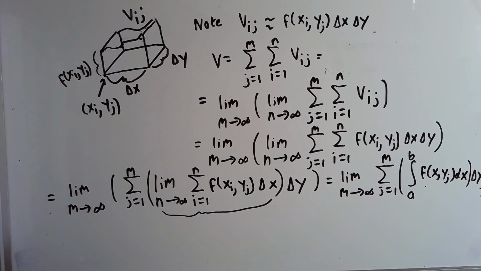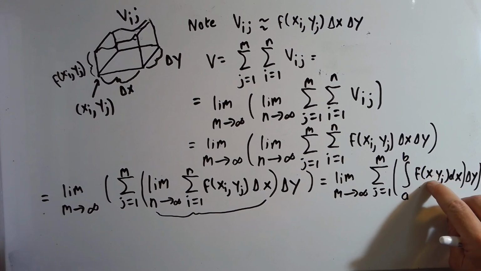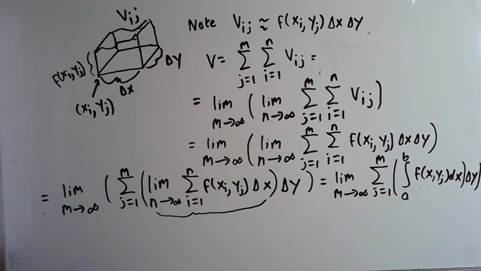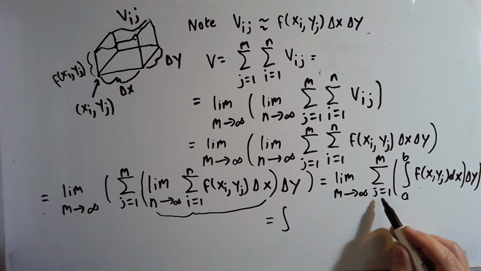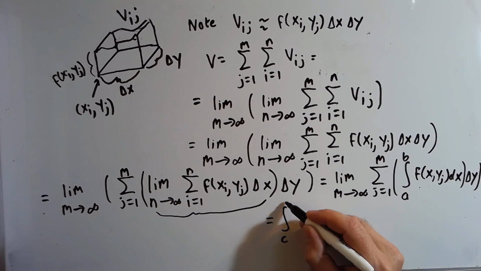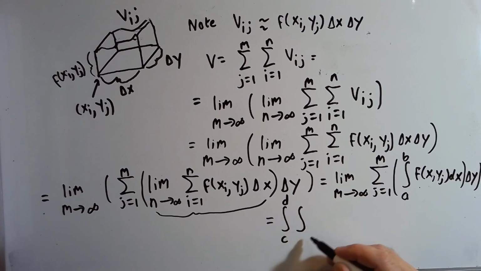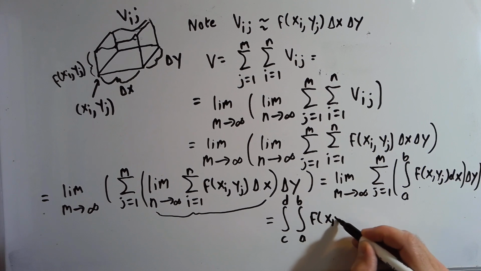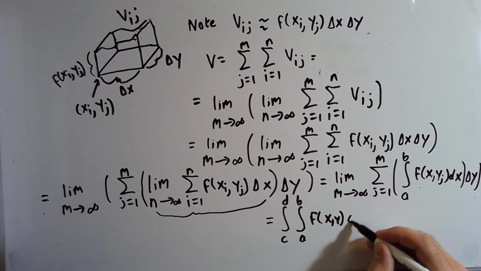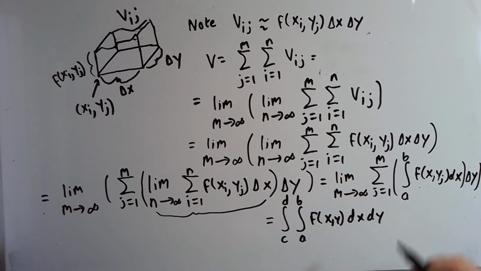Okay, let's keep going. So then this is also a Riemann sum here. So our final answer will be an integral. This is on the y, and the y went from c to d, if you go back and look at the picture at the beginning. Then the integral a to b of f(x, y) dx dy. So this shows that the volume can be represented as a double integral over the surface.